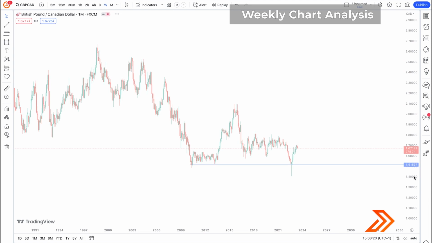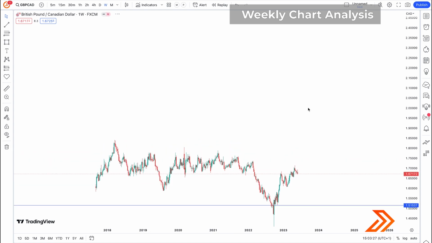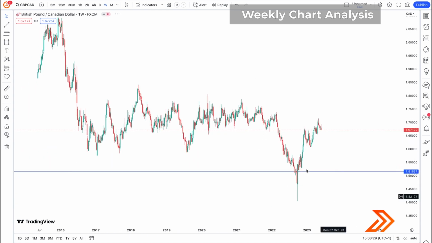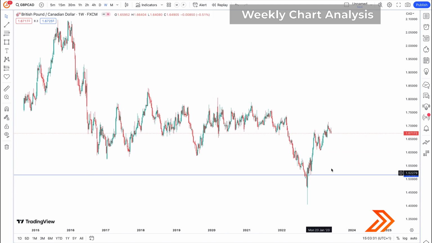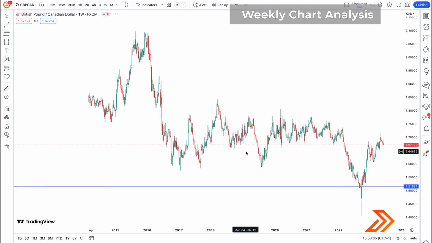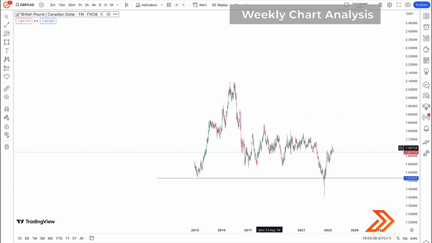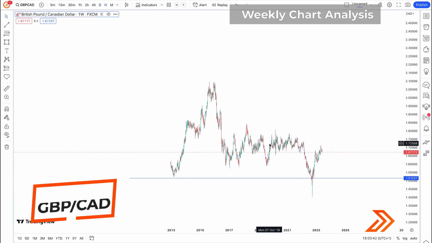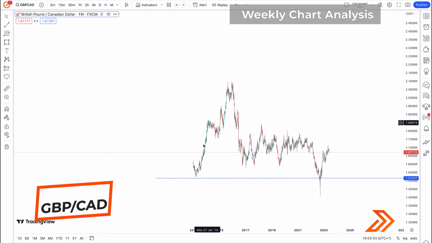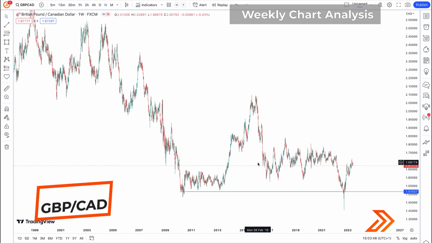I think GBP CAD has majorly been on a downtrend and trajectory so far this week. And then let's see. On the weekly time frame, I'm not seeing much information on GBP CAD.